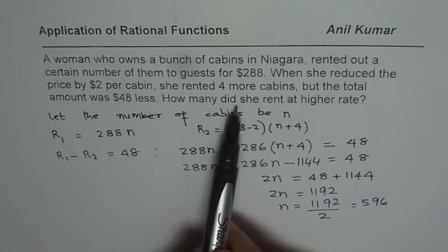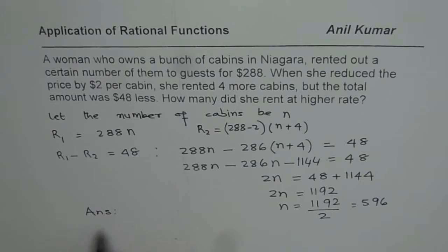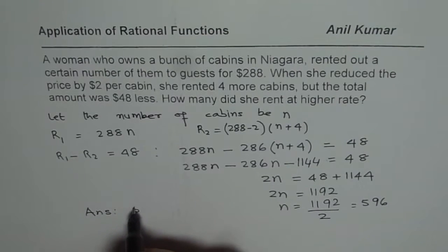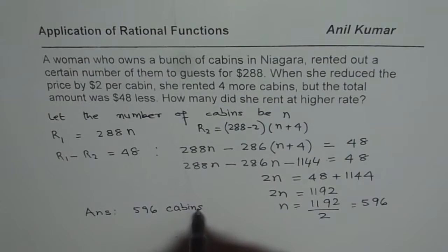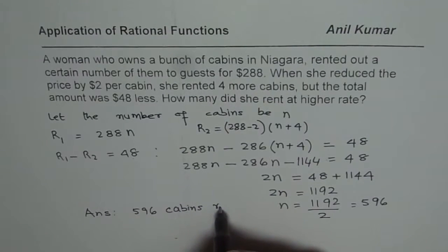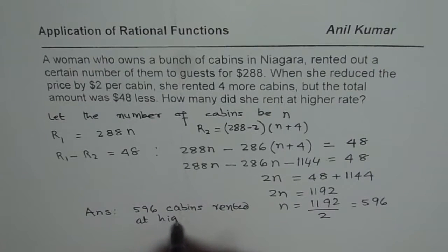Question is, how many did she rent at the higher rate? So we have that number now. So we say answer is, at higher rate she rented 596 cabins. So we can write 596 cabins rented at higher rate.